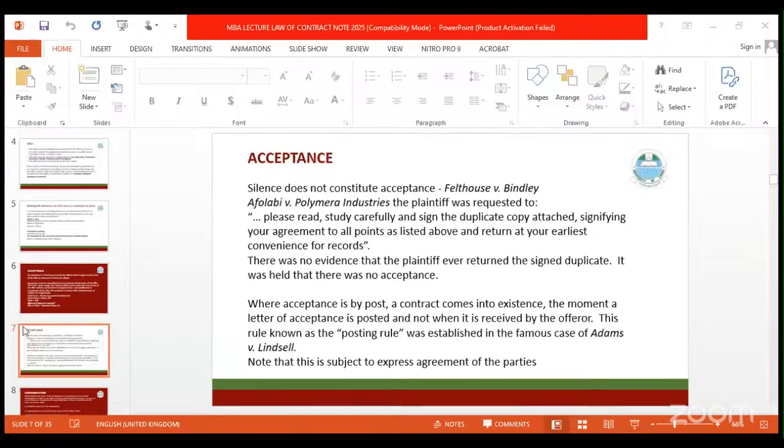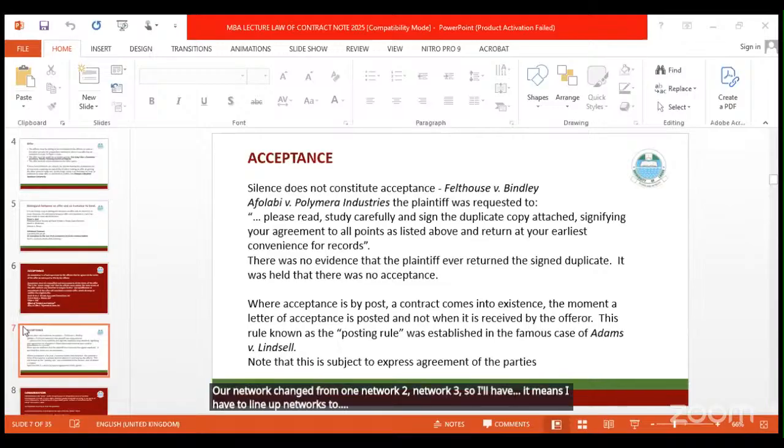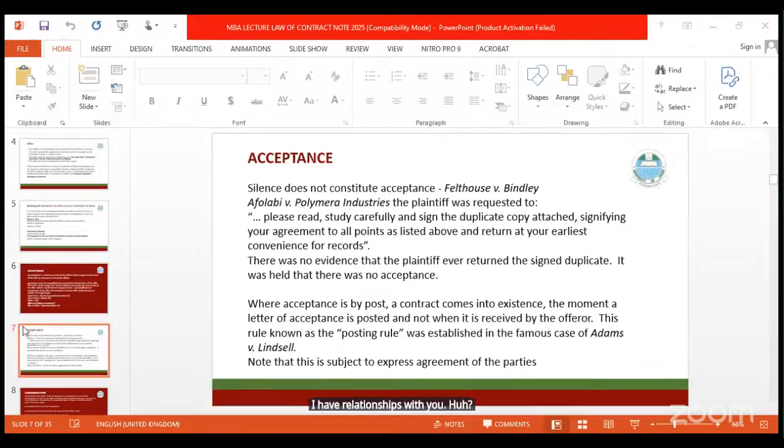It's a third network. I don't know whether you are hearing me now. We can now, sir. We can hear you now, just now. Yes, just now, sir. So these lawyers, I don't know what you brought to class today. The network changes from one network, two network, three. So I have to line up networks to have lectures with you. Wow. Someone said I've been shut out on the network again. I don't understand. But you can hear me now, is it not so? Yes, we can, sir.